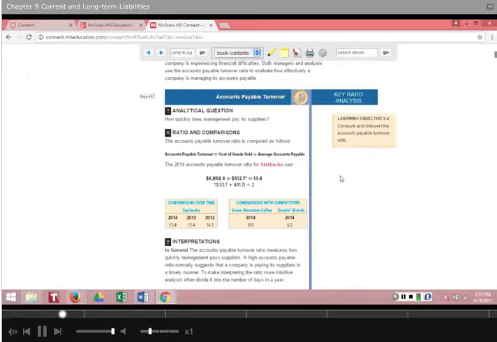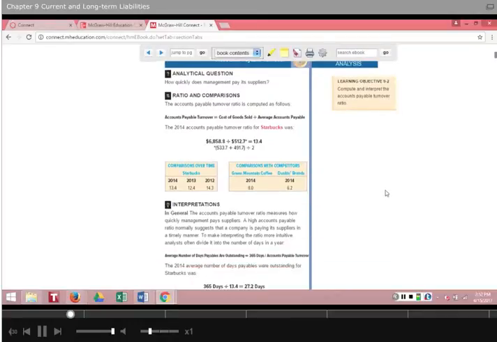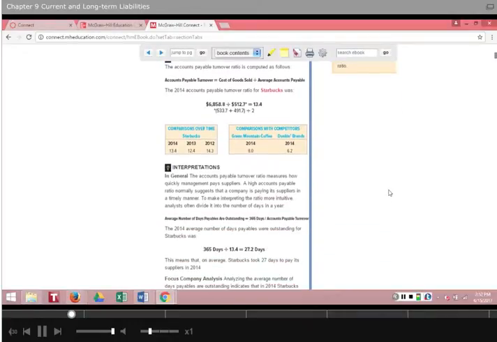In this particular case, you can see that Starbucks has been fairly consistent in their accounts payable turnover ratio. And when you compare it to their competitor, Green Mountain Coffee, and another competitor, Dunkin' Donuts, it looks as if they are paying their suppliers in a much more timely manner.